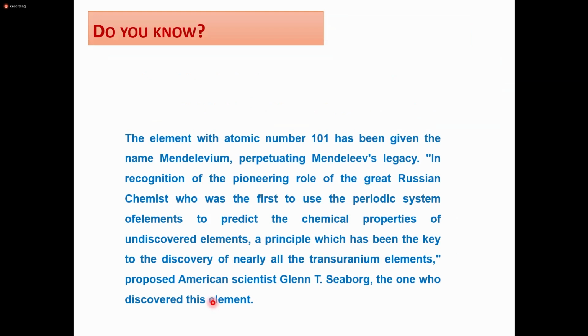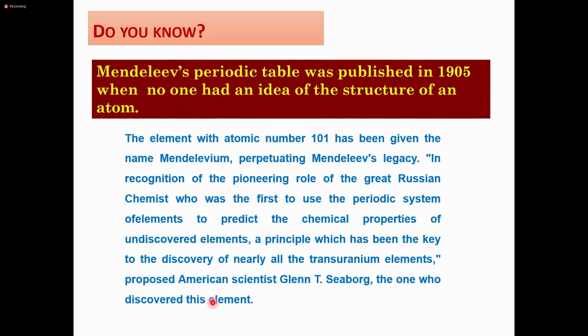Mendeleev's periodic table. Another very interesting thing is that Mendeleev's periodic table was published in 1905 when still no one had an idea of the structure of an element. At that time atoms had not been discovered. What is the atom? How many protons, how many electrons are there?